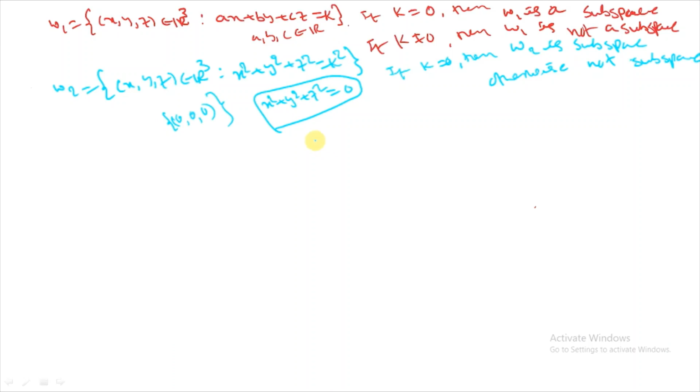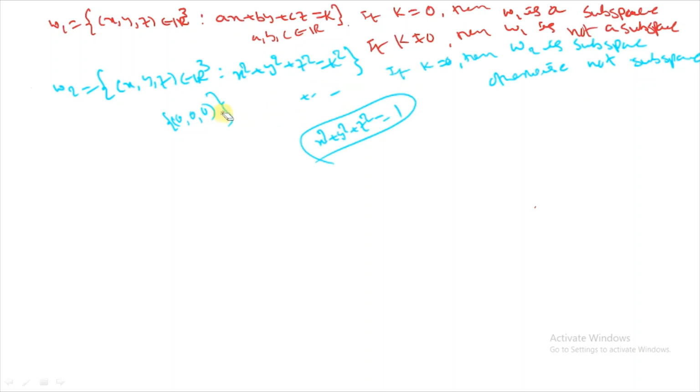Suppose k is not equal to 0. So suppose x square plus y square plus z square equals any non-zero element, suppose 1. Is there any element satisfying this condition? There is no element satisfying this condition. That's why it's not a subspace. Only k equal to 0 gives a subspace.